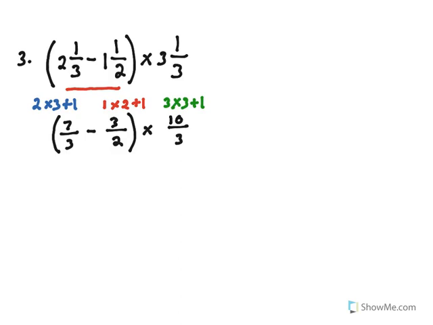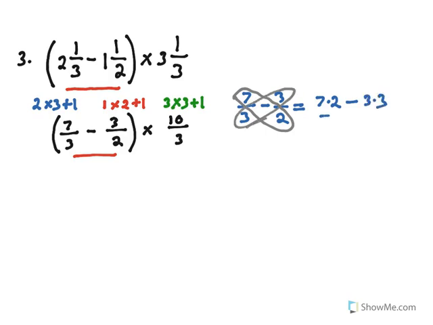Now we follow order of operations. Again, we're going to do this off to the side. This just becomes a simple butterfly method. So we're going to write 7 times 2, and then we're subtracting 3 times 3, all over 3 times 2, and let's multiply all these together.